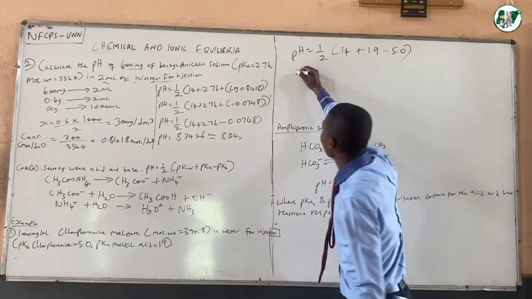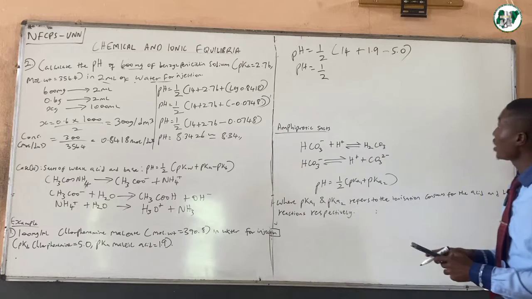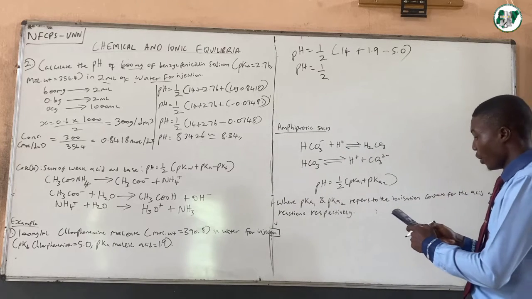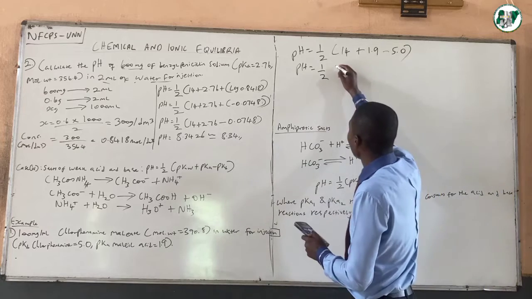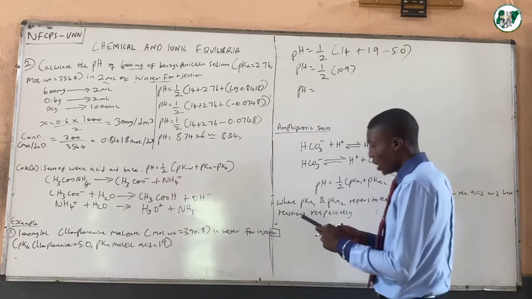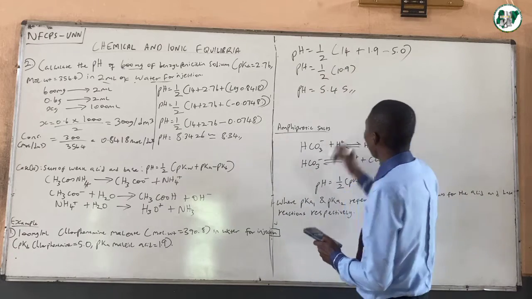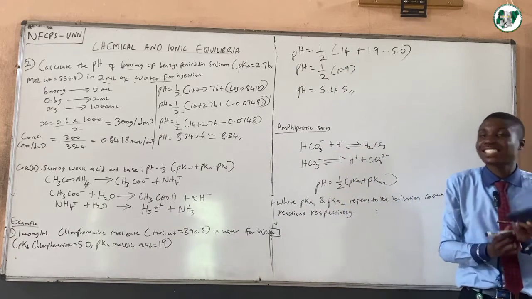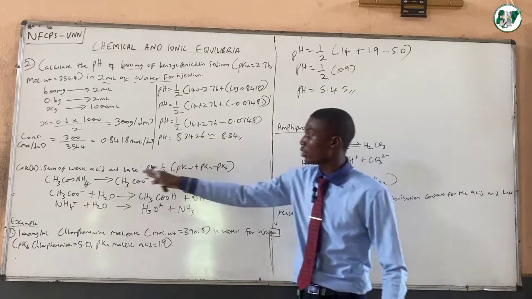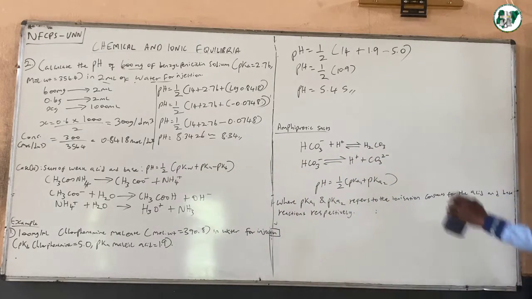So we have our pH is now equal to 1 over 2, in brackets, 14 plus 1.9 minus 5.0, that's 10.9. So when you divide that by 2, it's going to give you 5.45. Do you see that now? We have our pH being less than 7 because of the differences in the dissociation constant for the weak acid and the weak base. So that's the case of weak acid and weak base.